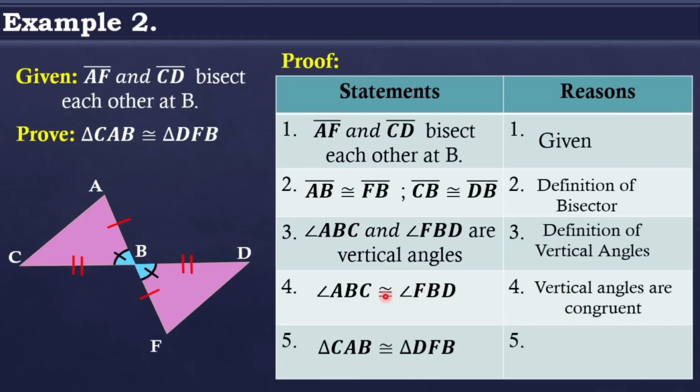Now, so we can now prove, since meron na tayong given, that triangle CAB is congruent to triangle DFB. Okay, so we have here side, we have here another side, and then you have here angle. Now, if you will try to look at the figure, your angle here is included. So therefore, this is SAS by SAS congruence postulate.